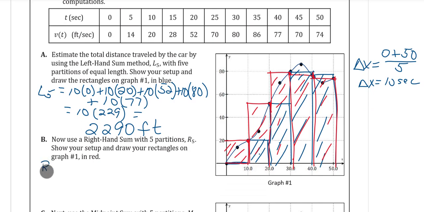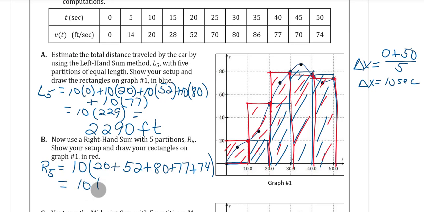Okay, so now moving this so I have some room. My right 5 divisions, my interval is still 10. I'm going to pull that out because I'm just going to multiply 10 each time. So my first height is going to be 20, plus my next height is 52. My third height is 80. My fourth height is 77. And that last height at 50 is 74. So adding all those numbers together, I get 303. Multiplying by 10, I get 3,030 feet is how far my car went.